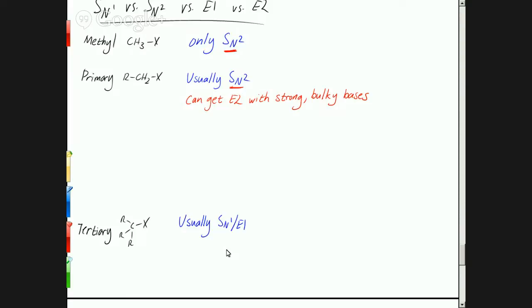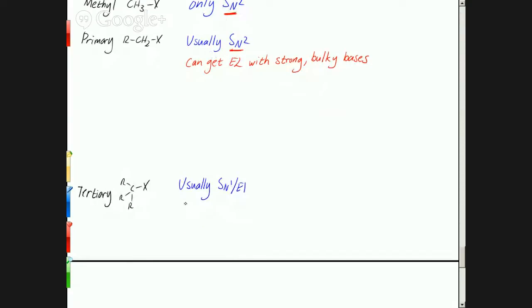So on the test, if I gave you a bunch of choices to circle about what is the mechanism, SN1, SN2, E1, E2, you would circle SN1 and E1, unless I only gave you one product or something like that.